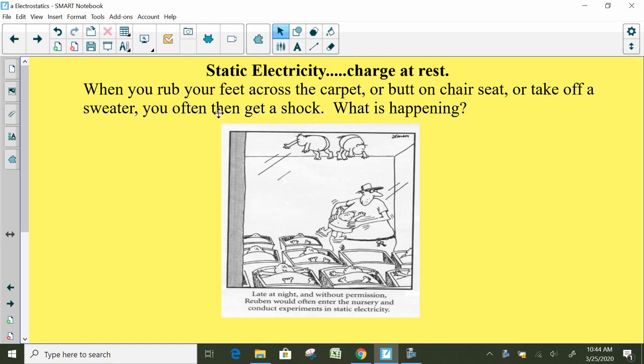So again, we're going to take a look at static electricity. Static electricity just means static, just means not moving. So we have charges that aren't moving. Here's kind of a goofy cartoon about a guy using babies as balloons. Anyway, so we're going to look at charges that are not really moving around. Now they are going to move from one object to another, but we're not talking about like in a circuit. So it's going to be sort of basic.